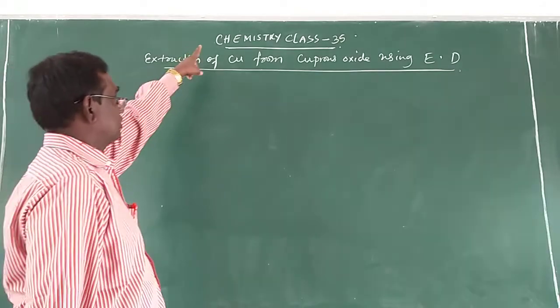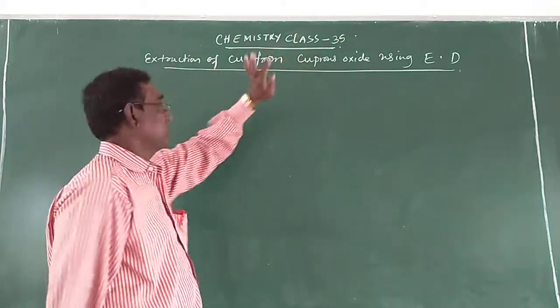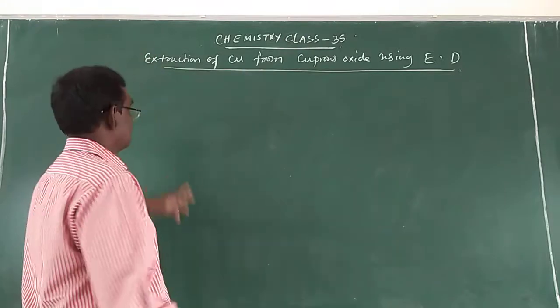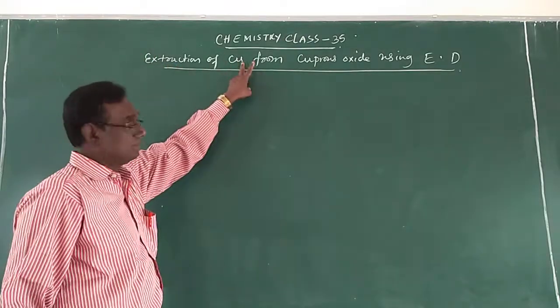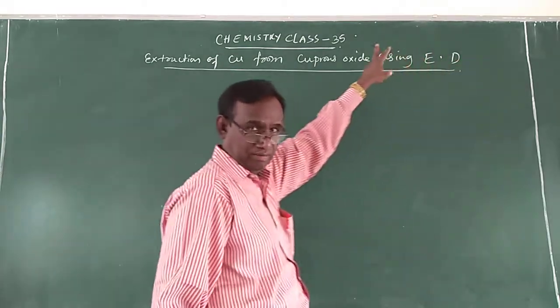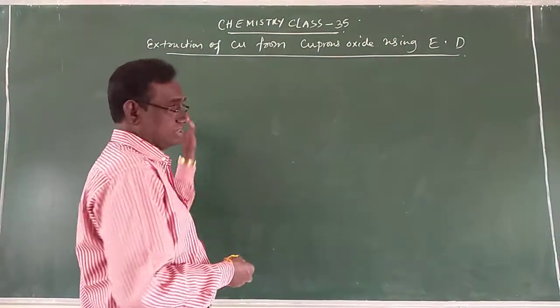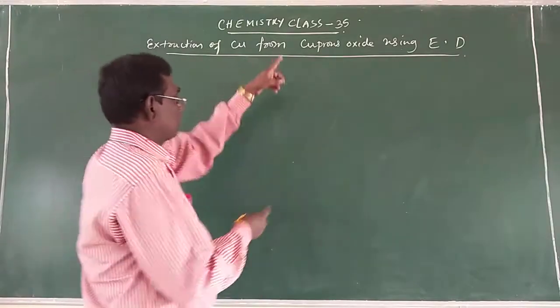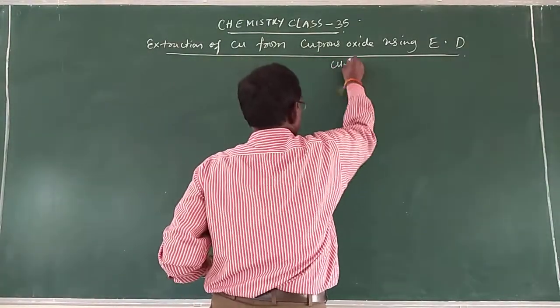Listen here students, this is chemistry class number 35, and today I am going to take the extraction of copper from cuprous oxide using ED. What is ED? Ellingham diagram. In the Ellingham diagram, cuprous oxide is nothing but Cu2O, you see.